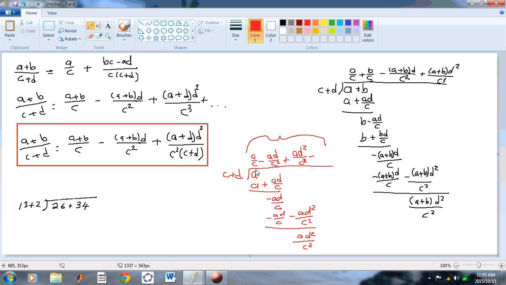Okay, so if I stopped, say for example here, where I said AD squared over C cubed, then the last one that I'd have would be AD cubed over C cubed times C plus D. Okay, and that would be the closed form. Closed form. That's exact, by the way. That would give you exactly A over C plus D. Without that last term there, you'd always have an approximation here.